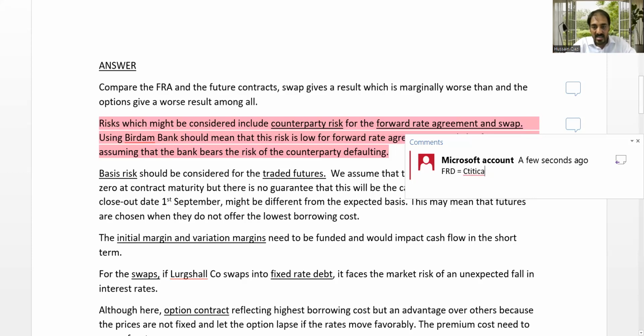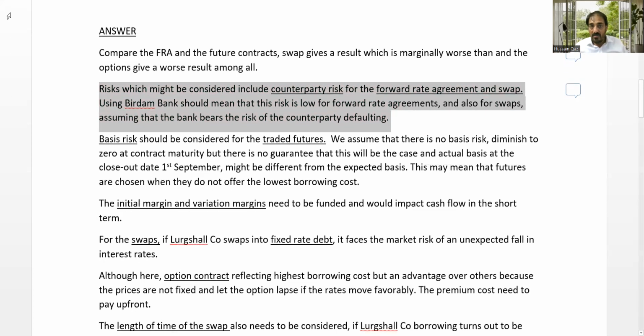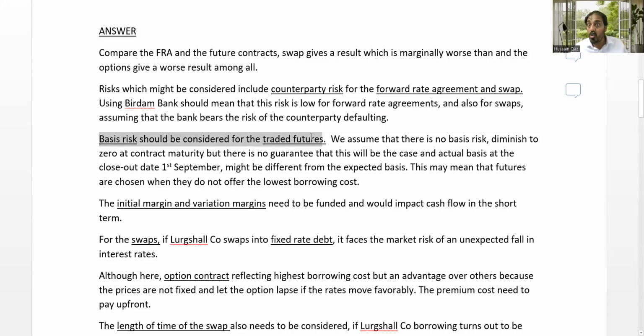Critical assessment. And here we covered the skepticism point as well. PSM, skepticism. That's the point. Further, counterparty risk is covered. Basis risk should also be considered in the traded futures.